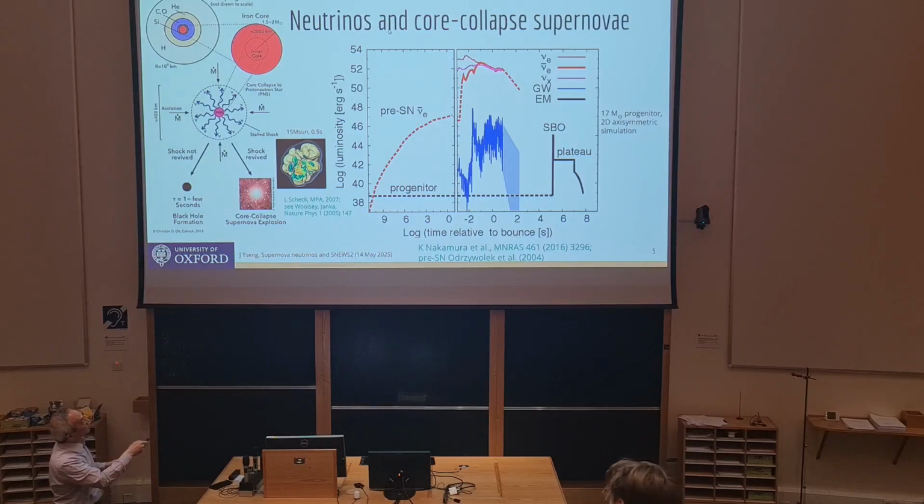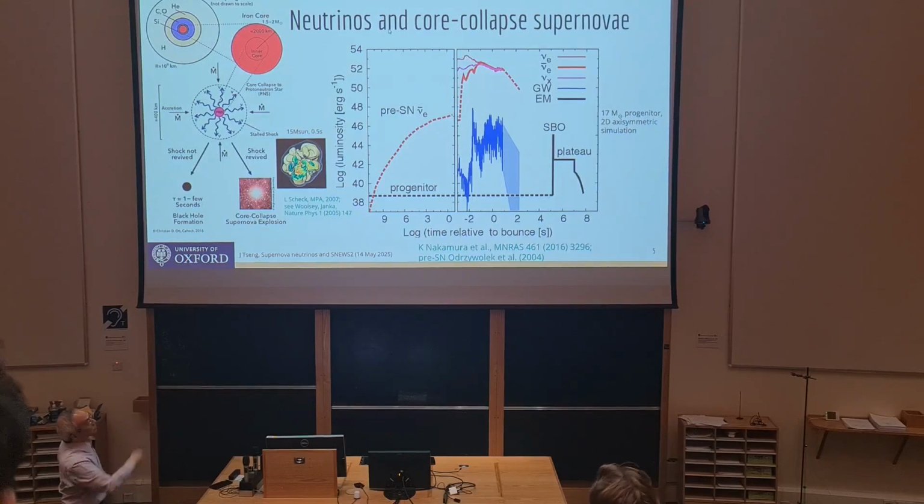Notice that the electromagnetic radiation still hasn't really come up yet. That may come up within 30 minutes to about 48 hours. That's the expectation, after all the neutrinos and the gravitational waves come out. This is the shock breakout, and then the plateau, and then the typical electromagnetic light curve that comes out from a core collapse supernova.